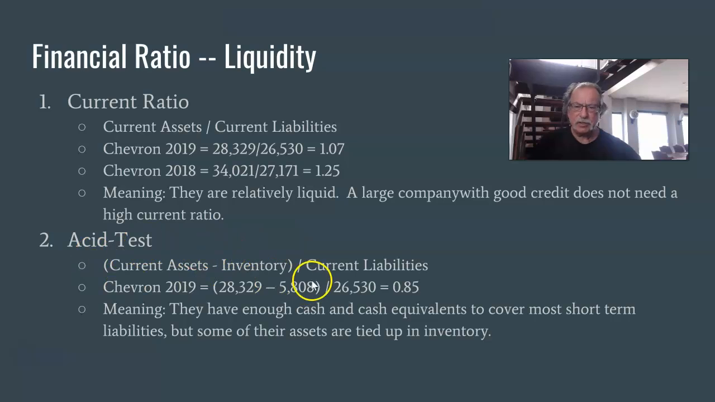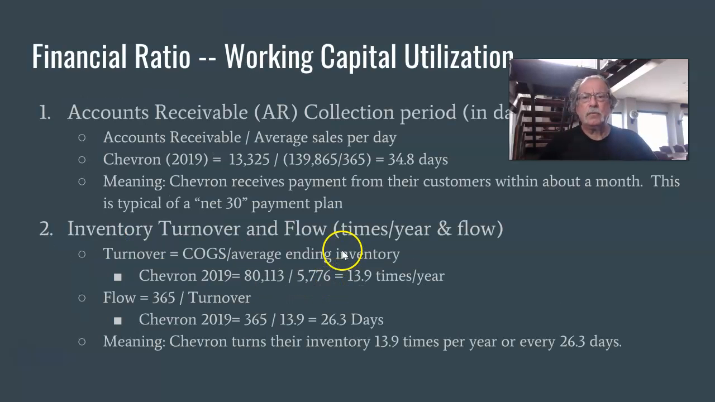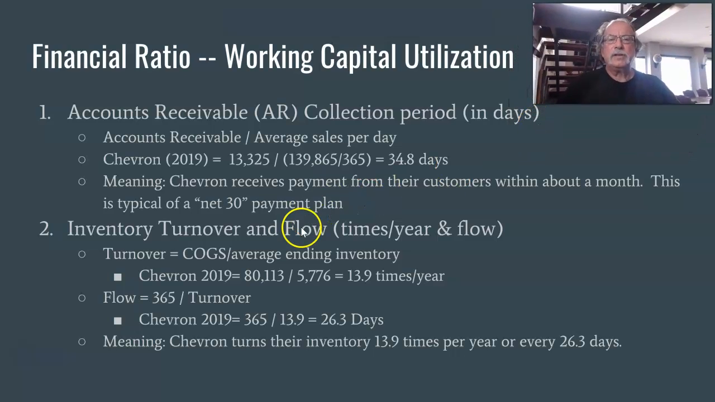The acid test ratio isn't used nearly as often as the current ratio. So those are the two liquidity ratios. Now, working capital utilization, it's how are we using the money in our balance sheet. And so we have several of them.